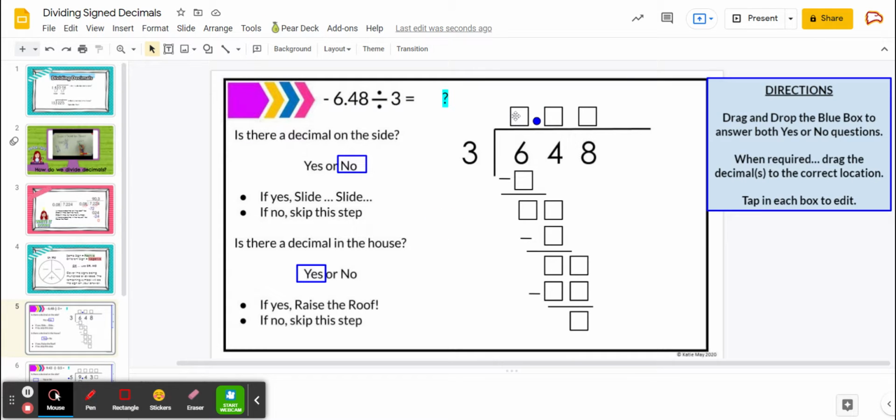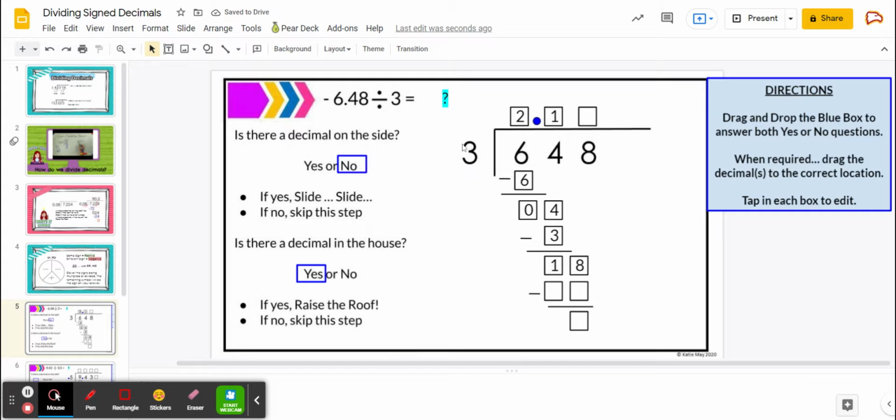So 3 can go into 6 2 times. 3 times 2 is 6. That gives us a remainder of 0. And then we bring down the next place value. 3 goes into 4 1 time. 3 times 1 is 3. We subtract 1, bring down the next place value.